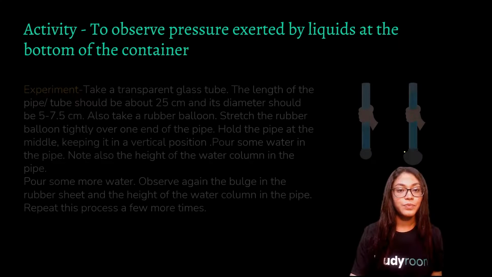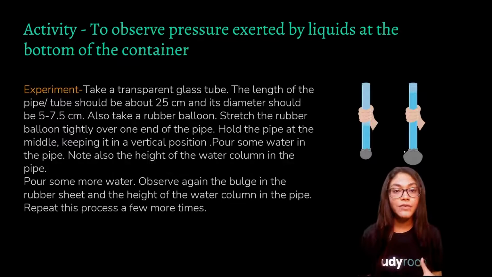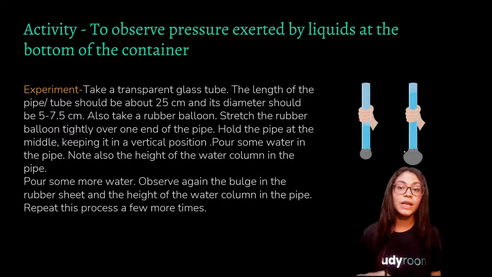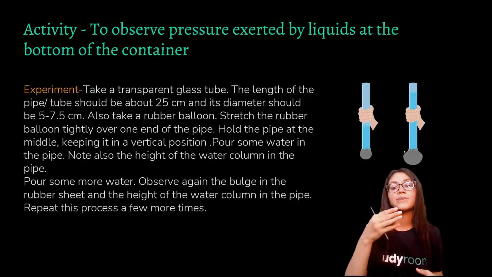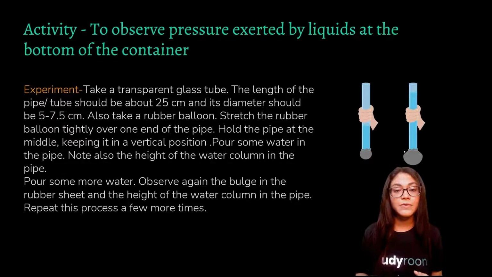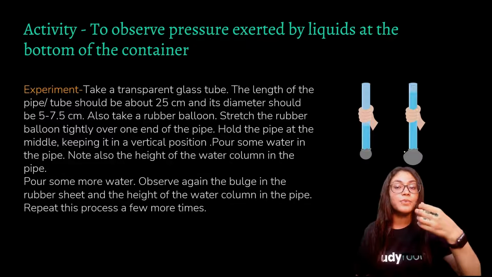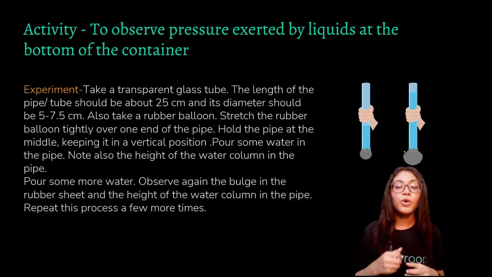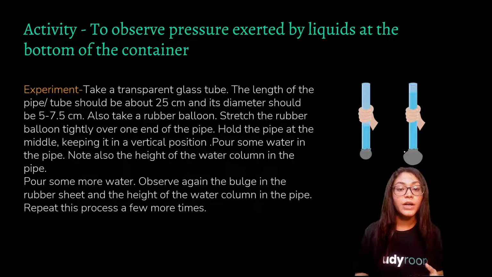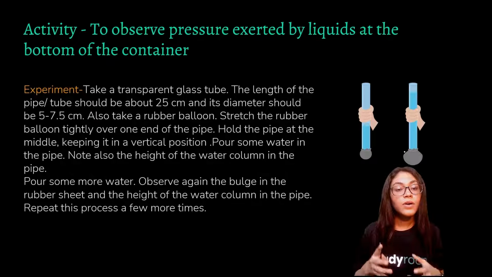Let's continue. Now we see an interesting activity to observe the pressure exerted by liquid at the bottom of the container. What we do here is that we take a transparent glass tube of 25 centimeters length and diameter of 5 centimeters. Now we also take a rubber balloon. We stretch the rubber balloon tightly over one end of the pipe. Now hold the pipe from the center. Now we pour some water in the pipe. What do we notice? The height of the water column in the pipe.